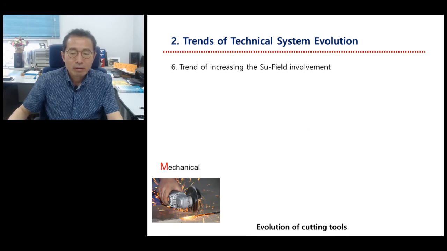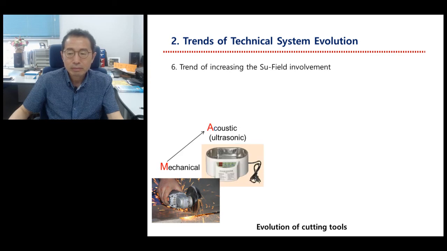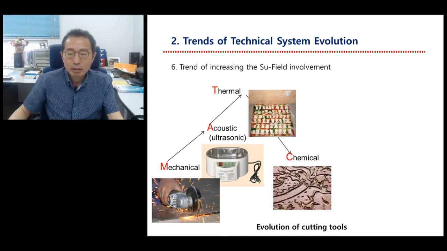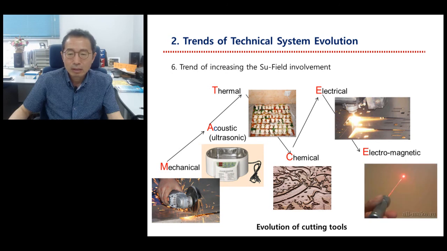Consider, for example, the development of a material cutting system. People first developed and used mechanical cutting equipment. Next, equipment using thermal, chemical, electrical, and electromagnetic methods such as lasers were developed. It's the evolutionary trend.